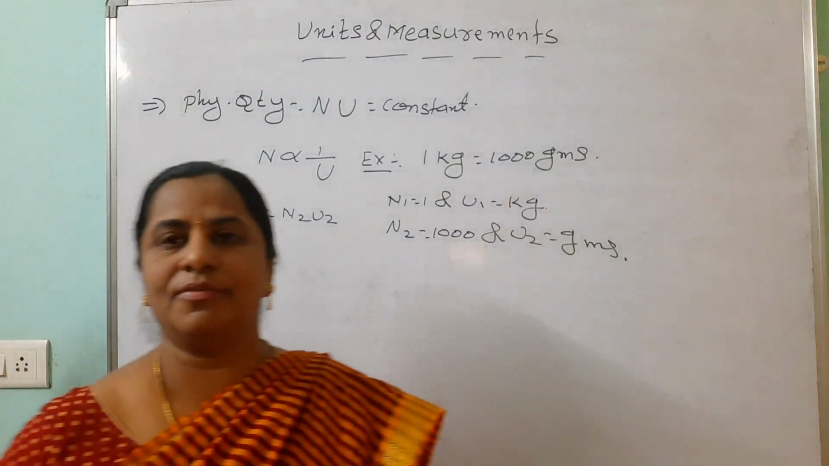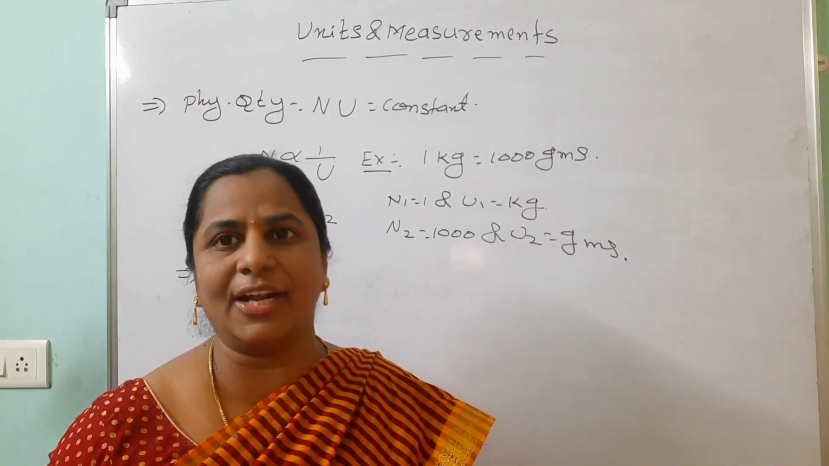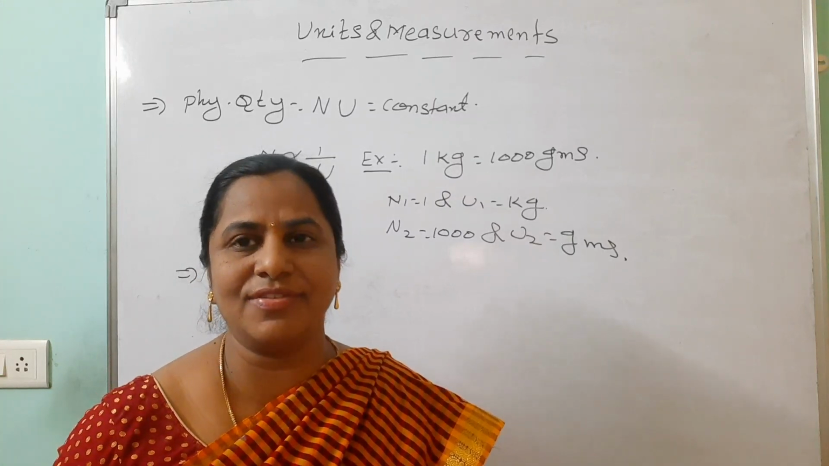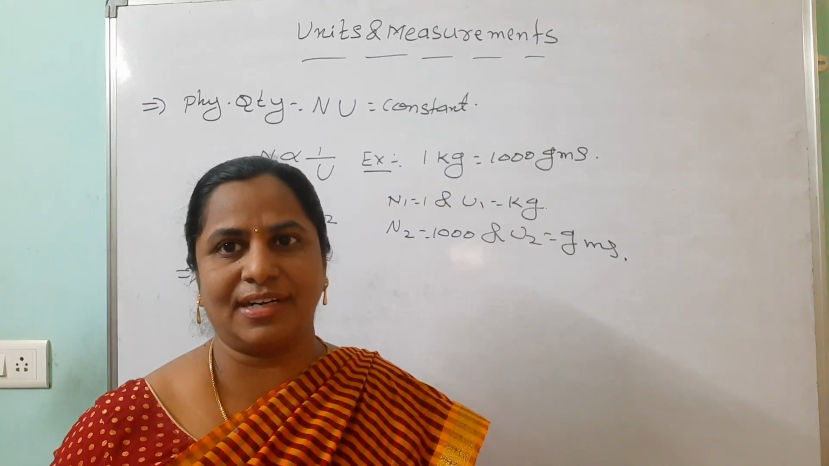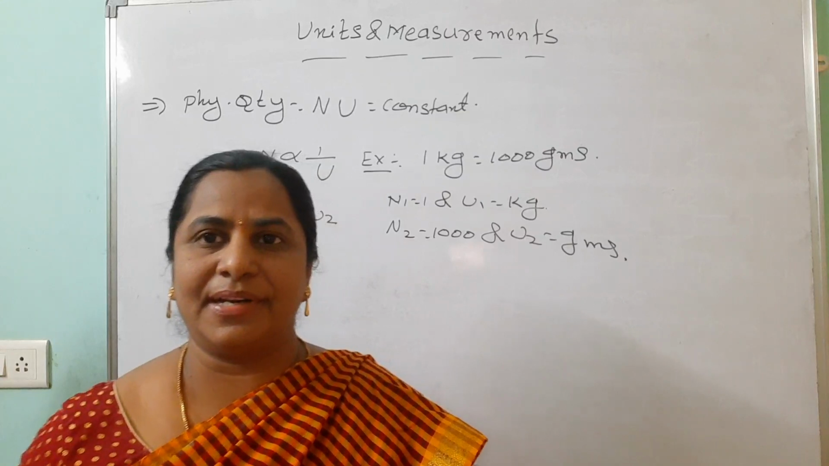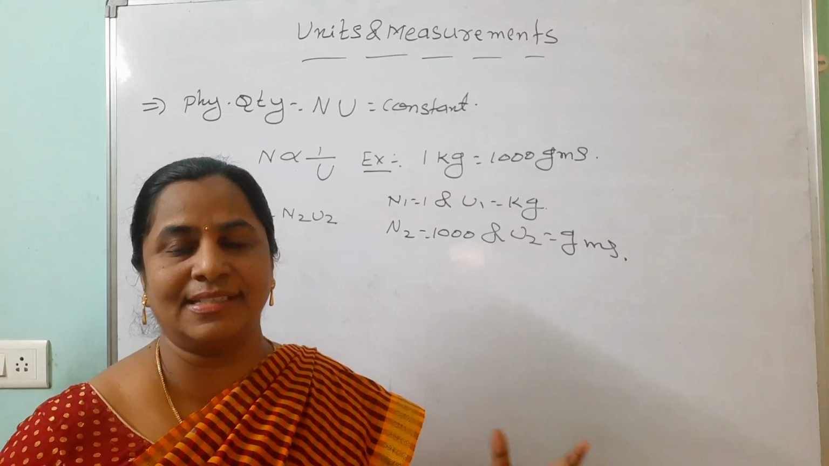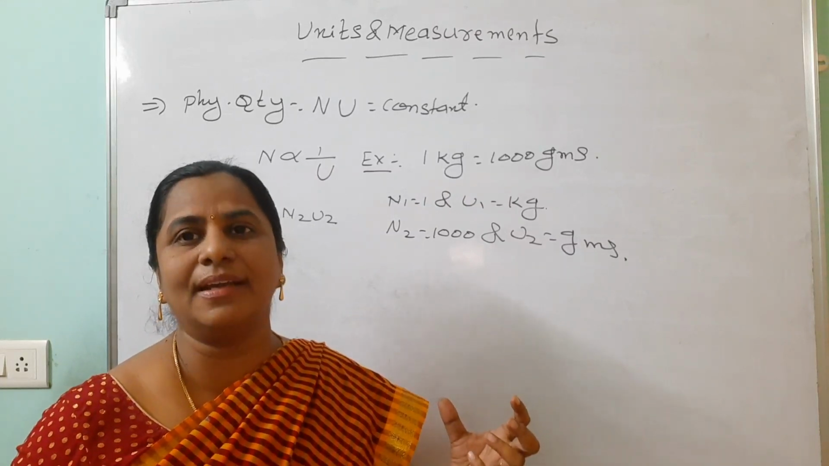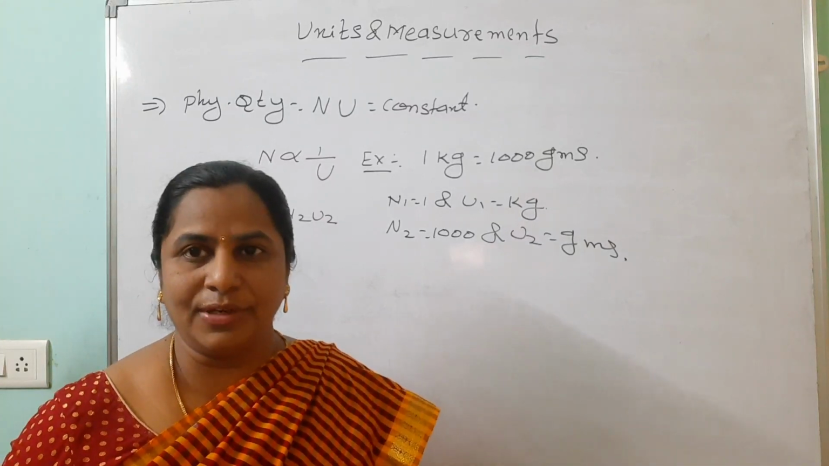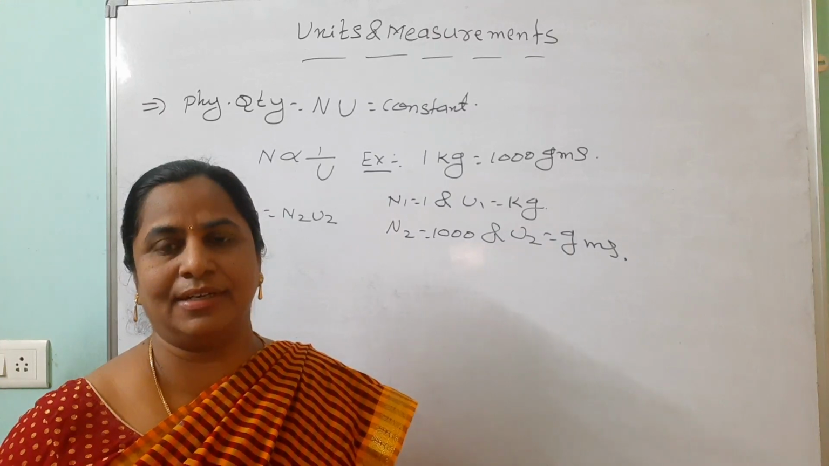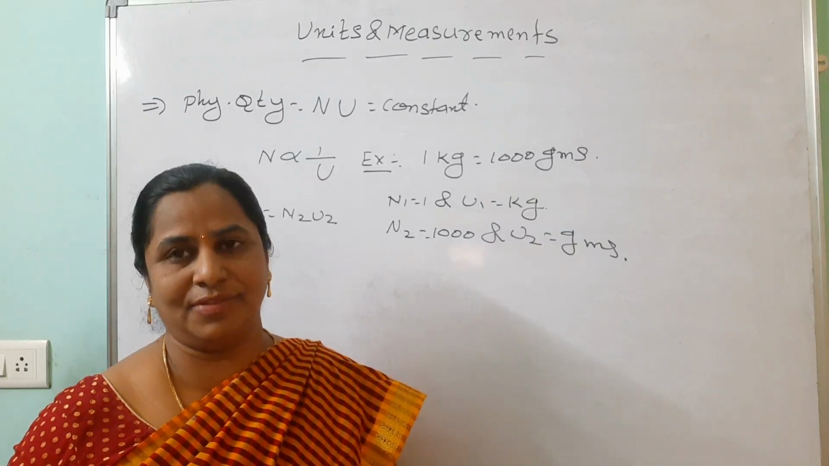Then there are two types of physical quantities. One is fundamental physical quantities, another one is derived physical quantities. What are fundamental physical quantities? These are independent. They do not depend on other physical quantities. Examples: mass, length, time, temperature, current all belong to fundamental physical quantities. Then what are derived physical quantities? These depend on other physical quantities. Suppose force: to calculate that force, we need mass and acceleration, and these are derived from the fundamental physical quantities. That's why these are derived physical quantities.